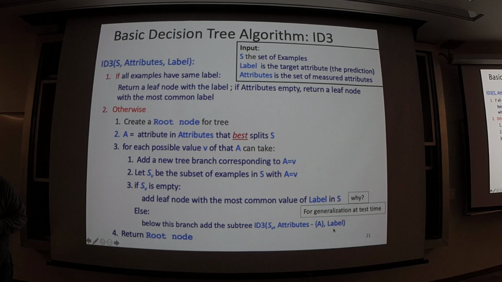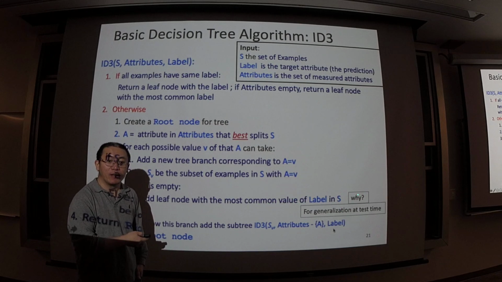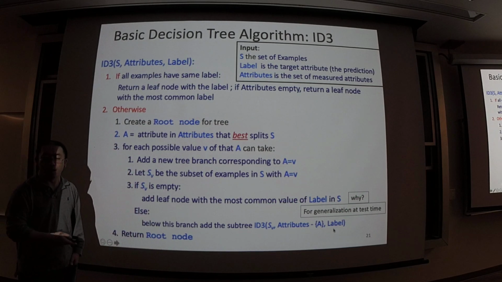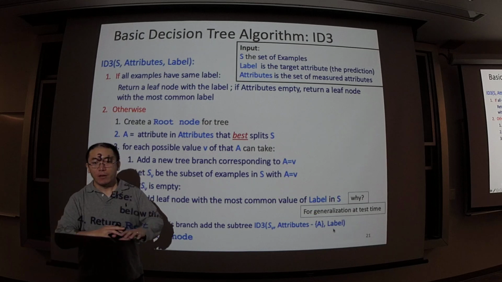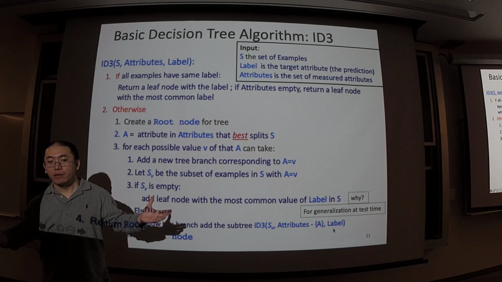You have a question? Just to clarify on number 3, is that supposed to be the most common value of label in S_v, with that specific attribute, or is it just the most common label in the entirety of the set of examples? That's a very good question. Here I offer you a choice that the most common value of label in S. But in some cases, people choose to use the most common label in the entire set. It depends on your choice.